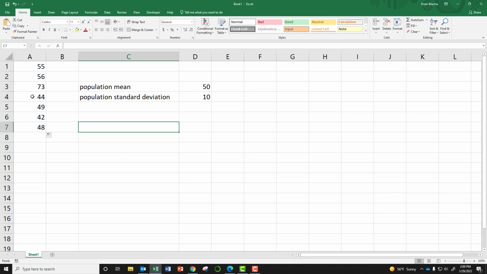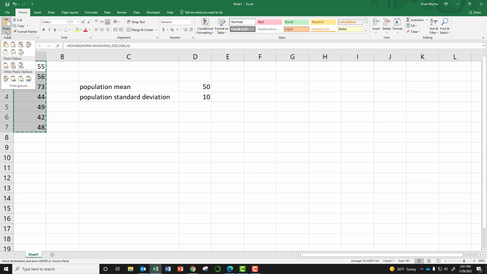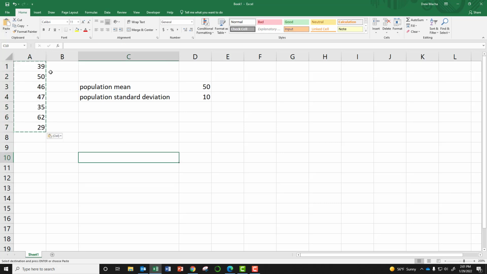Now that I have a random data set, I don't want it to change, so I'm going to select it, copy, go to the paste drop down, and just do paste values so that I don't have to worry about these numbers changing on me, because one thing that happens with Excel is anytime you hit the enter button, it will just generate random numbers for you again, and you'll lose your data set. So here we go.